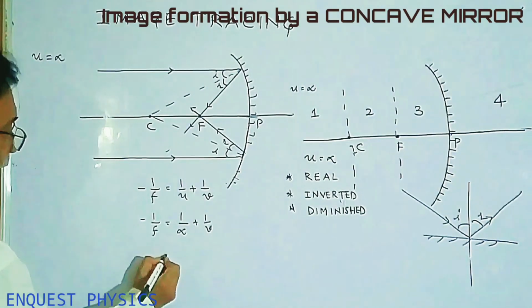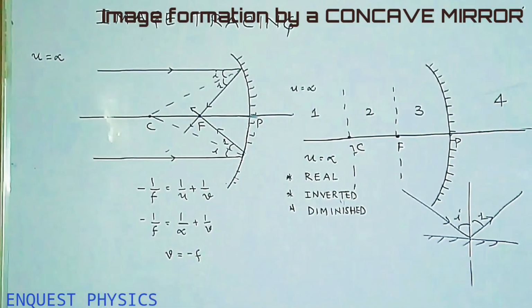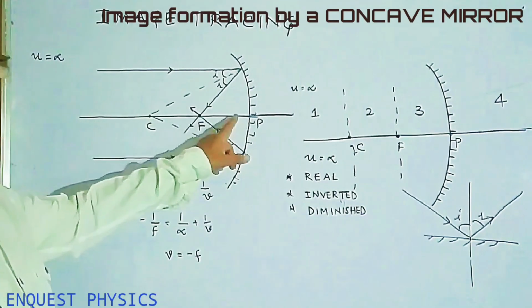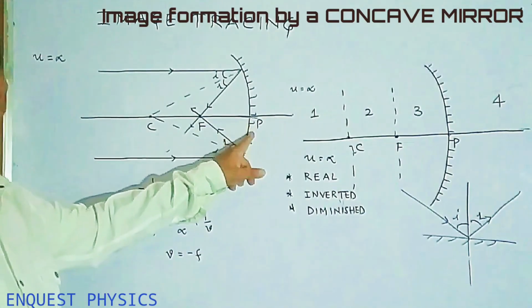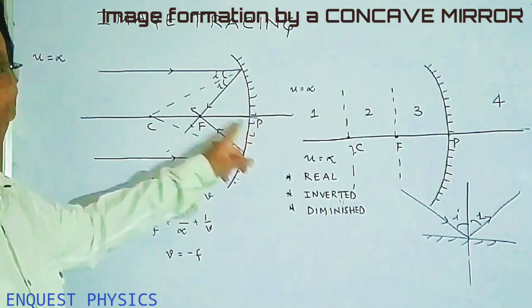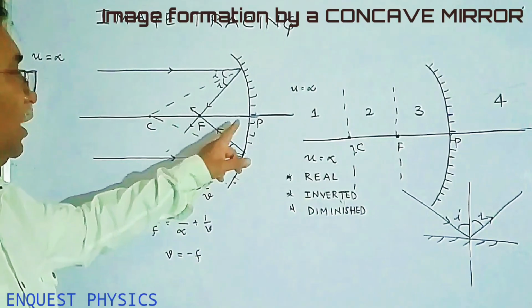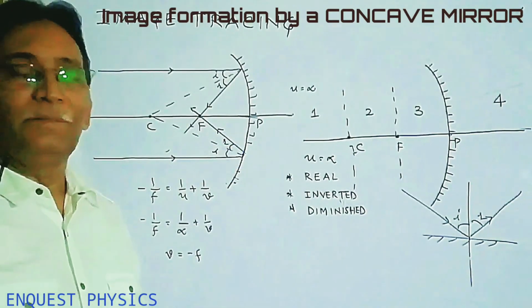Then it becomes v is equal to minus f. The negative sign indicates that the image is formed in front of the mirror. When the image is formed in front of the concave mirror, all the time it is real. If the final image is formed in front of the mirror, all the time it is real. Keep that in mind.